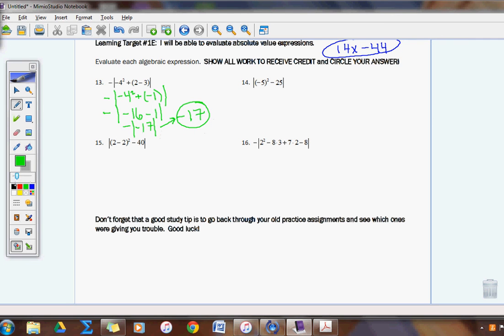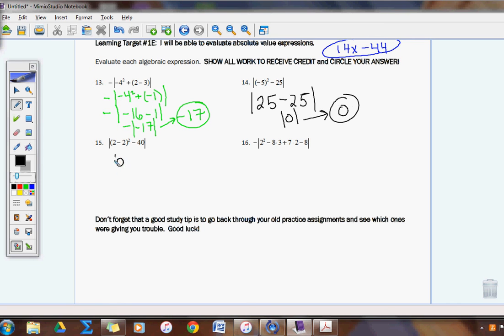I'm going to go back to a different color if that green doesn't show real well. So here we go. A little different. Now we are squaring negative 5. So negative 5 times negative 5 is just 25. And then we subtract 25, takes the absolute value. Easy one. We got 0. How far is 0 from 0 on the number line? It's not any distance. There is no distance. The answer is 0.